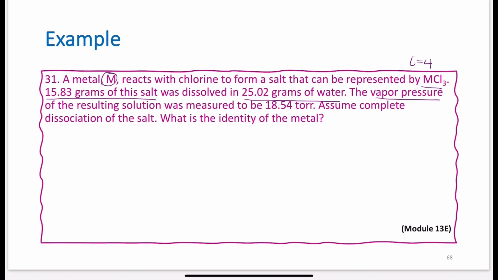I know the vapor pressure of the resulting solution was measured to be 18.54 torr. I'm assuming complete dissociation, so I'm assuming a van't Hoff factor of 4. And I really want to know the identity. When I want to know identity, that means what is my molar mass? How many grams do I have to how many moles do I have?